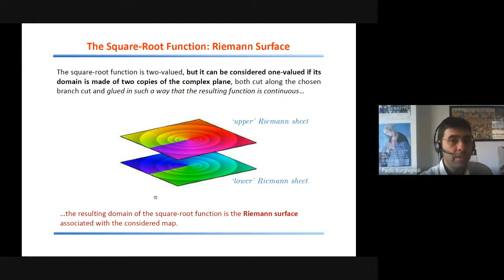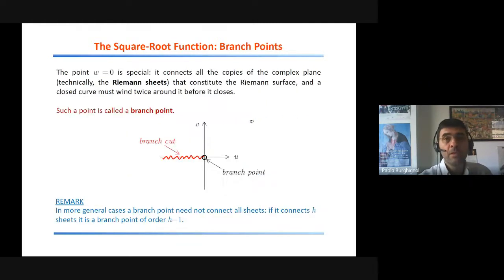Okay, but here in this case, apart from geometrical considerations, the main point is that if you have a multi-valued function like the square root, in this case a two-valued function, you can make it single-valued if you accept that its domain is not a simple complex plane, but something more complicated. In general, a complex surface, the Riemann surface associated to the function, that in the square root case is made of two copies of the complex plane glued as I tried to describe before. Okay?